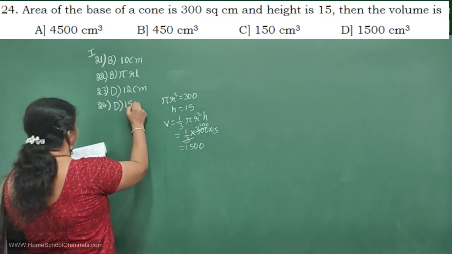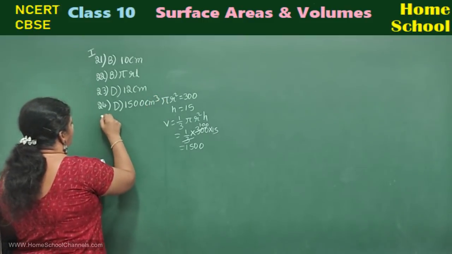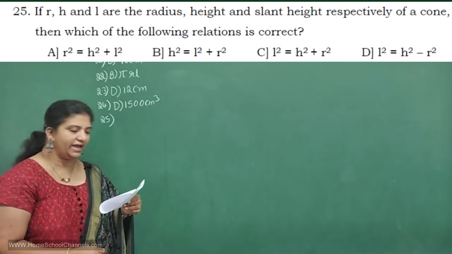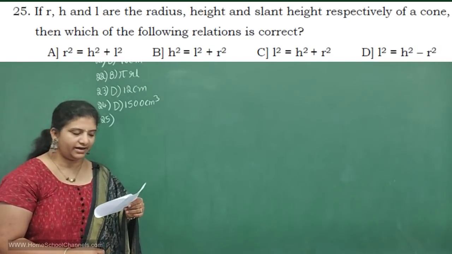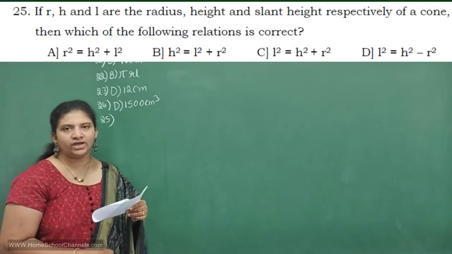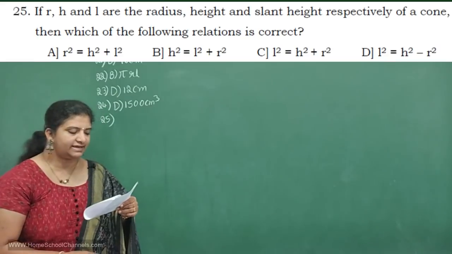Option D, 1500 centimeter cube. 25th one: if R, H and L are the radius, height and slant height respectively of a cone, then which of the following relations is correct?